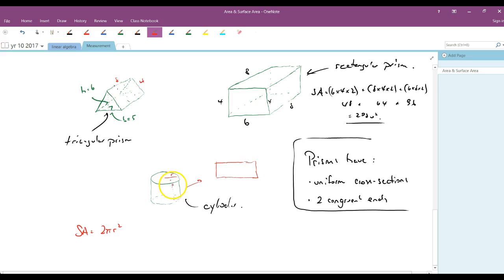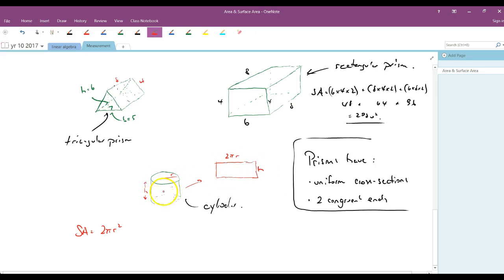Try again. If we slice down the can here, we open out, we lay flat, then this dimension here is the circumference of the circle. Now the circumference of a circle is 2 pi r. So that length there that this rolls out to is 2 pi r. And this length here is just the height of the cylinder. So that's h. And that's just a rectangle.